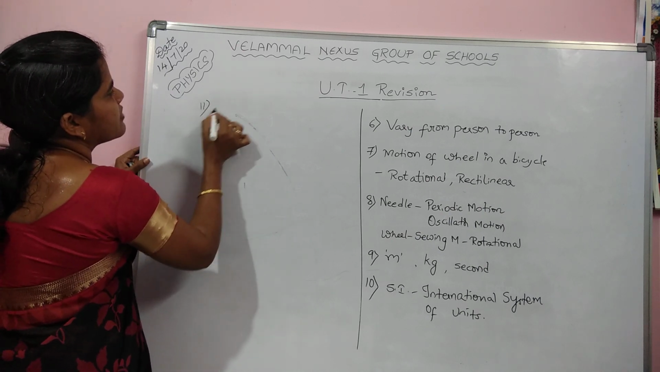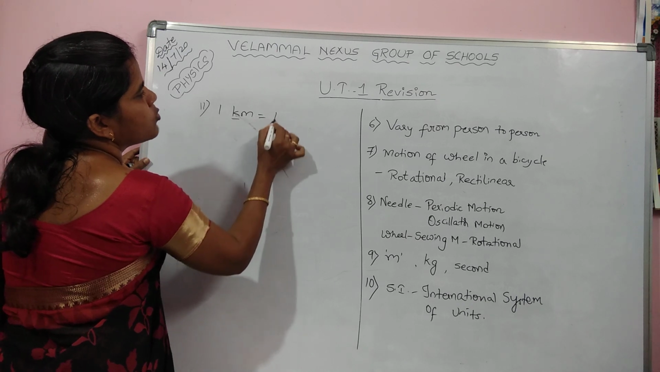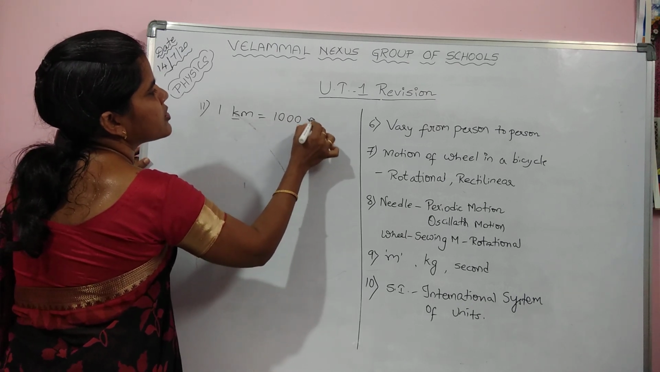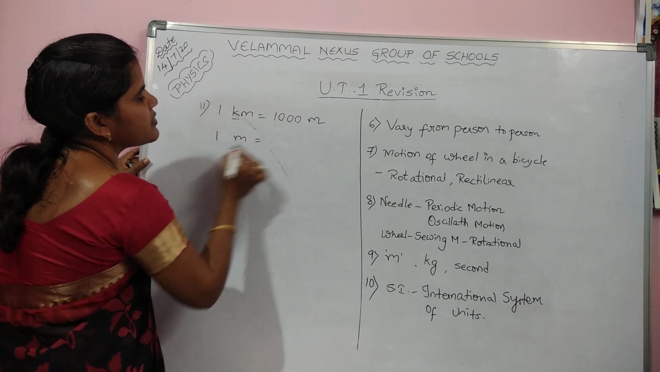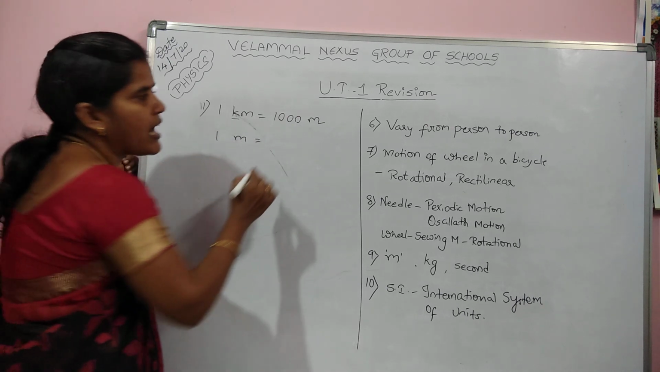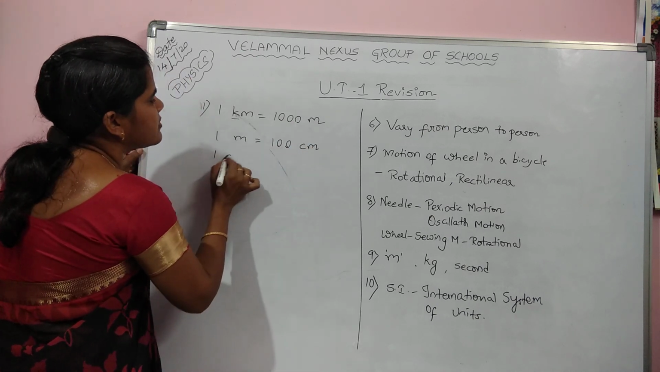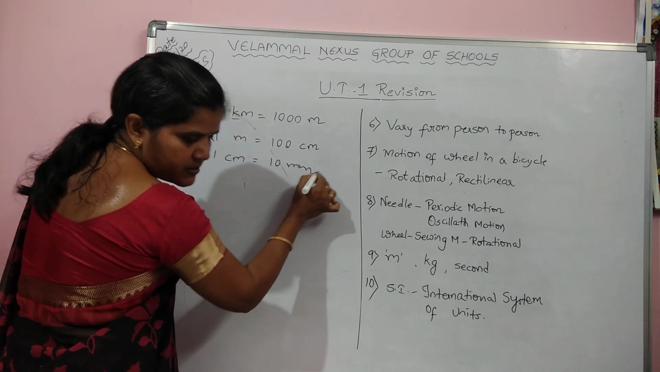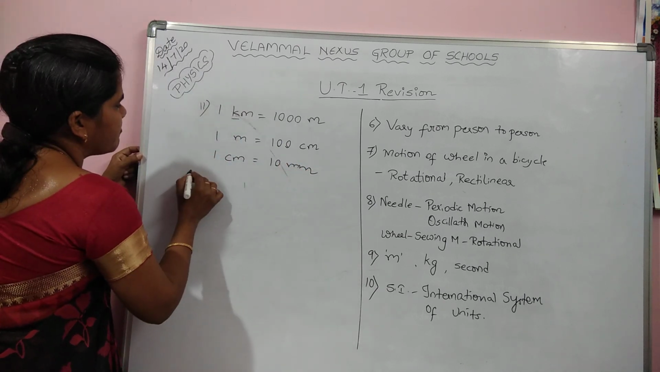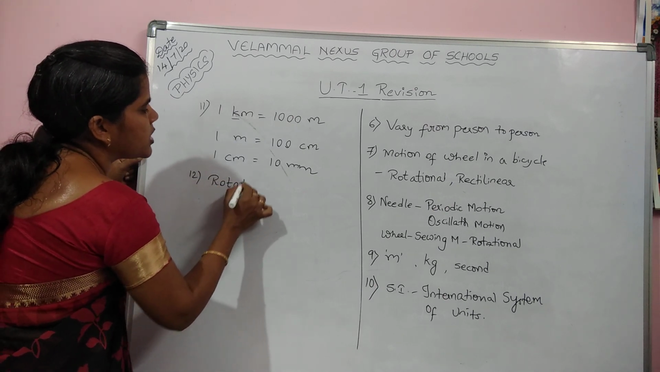1 kilometer is equal to how many meters? Kilo means 1000, children. So 1 kilometer is equal to 1000 meters. 1 meter is equal to how many centimeters, children? 100 centimeters. 1 centimeter is equal to how many millimeters? 10 millimeters.